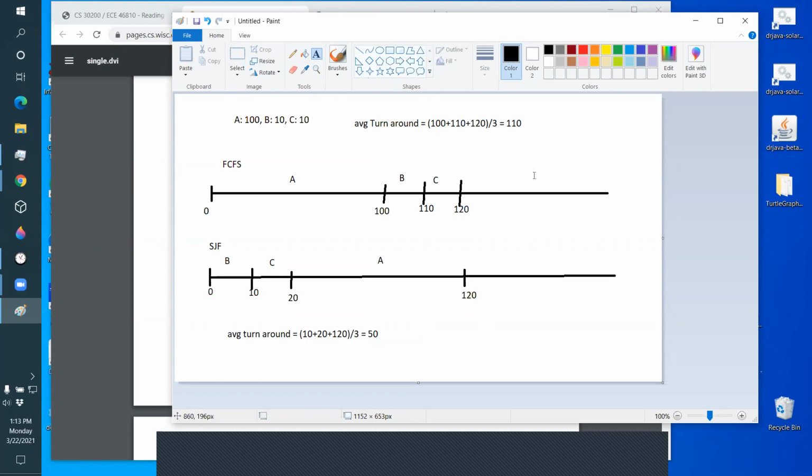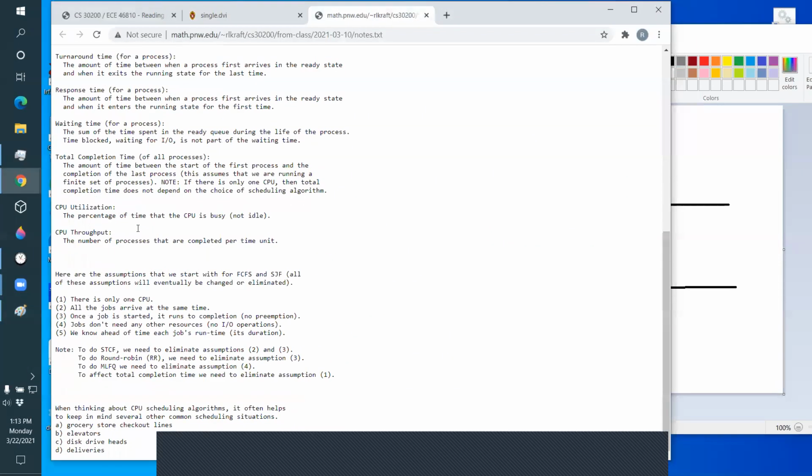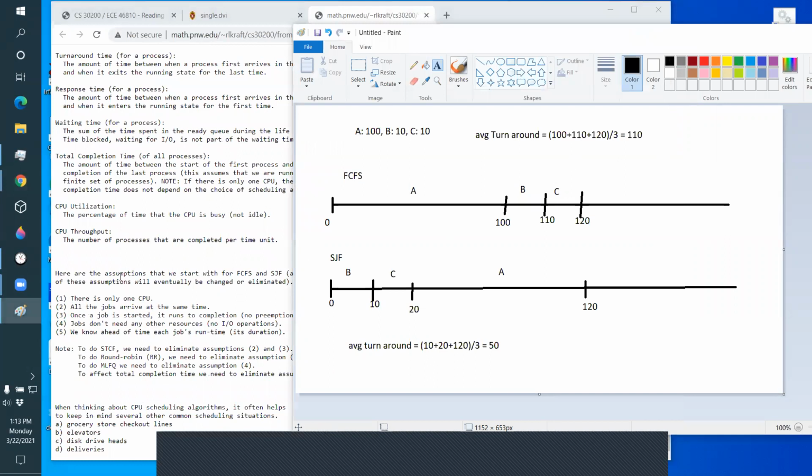The assumptions are still that we're starting with these assumptions here. There's only one CPU. All jobs arrive at the same time. Once a job is started, it runs to completion. There's no other resources, and we know ahead of time each job's duration time. So we have all these restrictions here. But now we can say, well, which algorithm should we use if we care about response time? We're not changing any of these assumptions, but you could schedule them first come, first serve, or you could schedule them by looking at their completion times and saying, let's put the shortest one first.